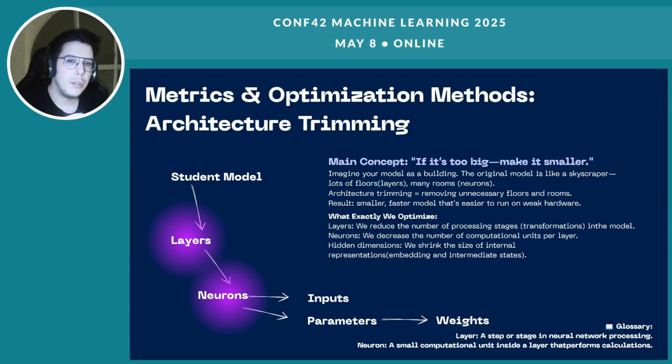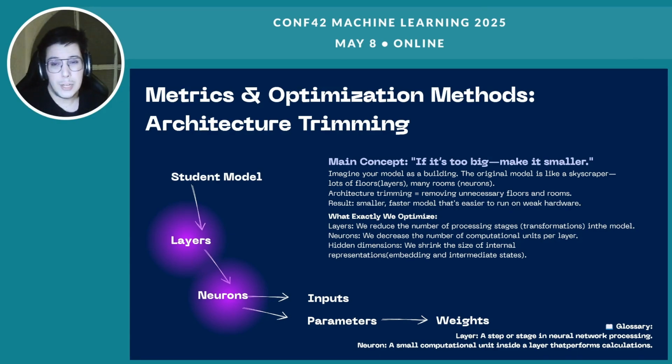Okay, cool. So let's start with covering the basics of each optimization technique. With architecture trimming, the main concept is: if it's too big, just make it smaller. You should imagine our model as a building, where every floor and room can be considered as layers and neurons here.